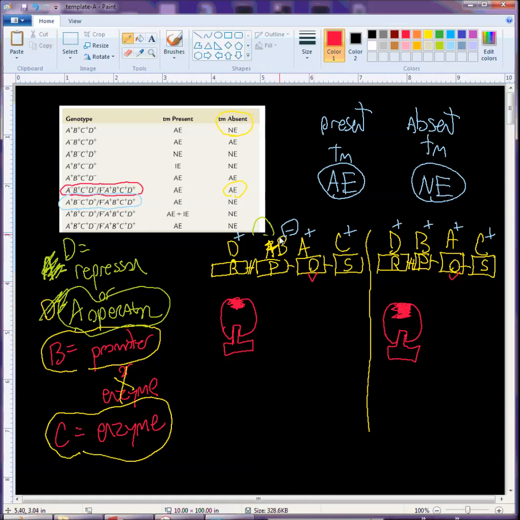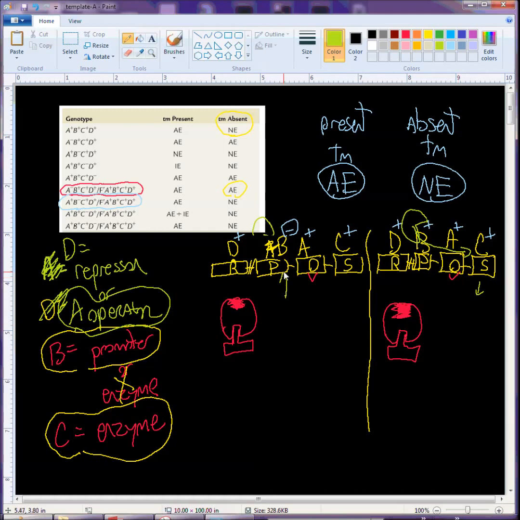So RNA polymerase can come in and transcribe where? Well, it can transcribe from the copy on the plasmid because the promoter is not mutated. We can transcribe and make the functional structural gene, which is to transcribe the gene which produces the enzyme. So that makes sense that this strain produces the enzyme when the molecule is present.